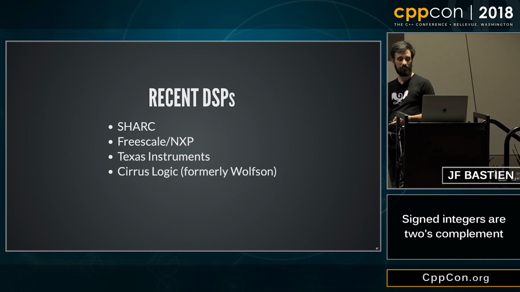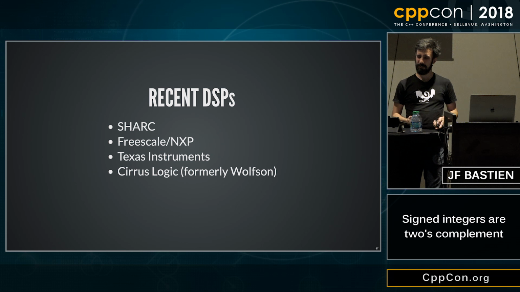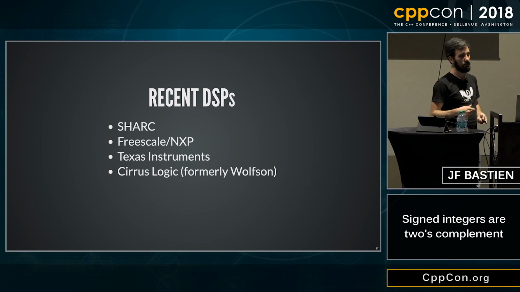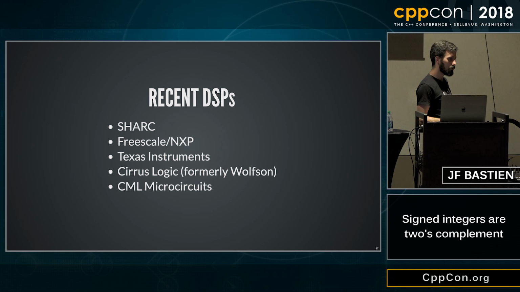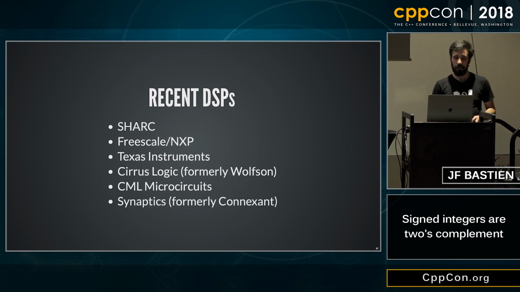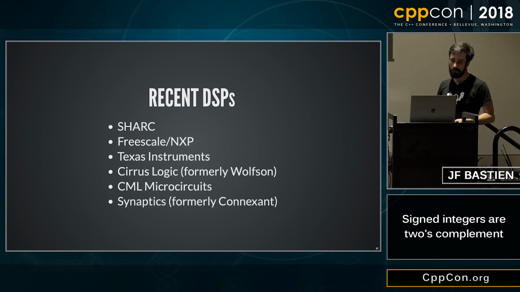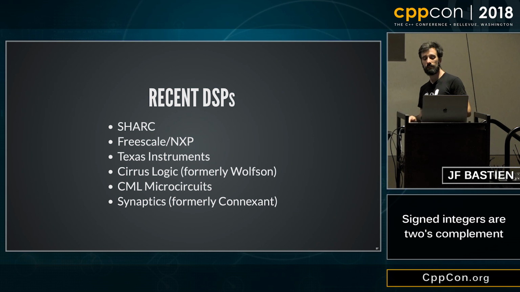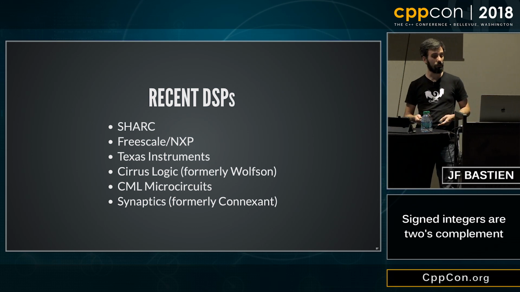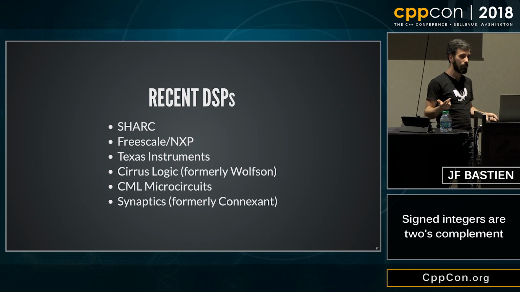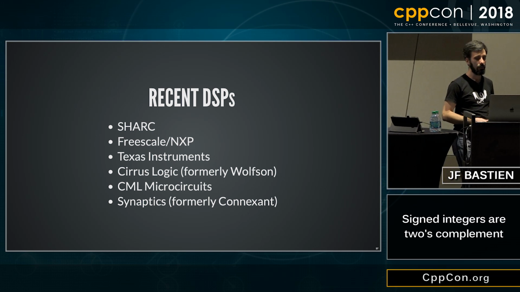Cirrus Logic, it has a C compiler, it's probably two's complement, it's hard to tell from their documentation. CML Microcircuits, it's a fixed ASIC for radio processing, it doesn't seem to support C++, don't care. Synaptics does audio subsystems for voice assistants, and it has some far-field signal processing algorithms and programmable functions and whatever else, but it runs on ARM stuff and other things, it's probably two's complement.